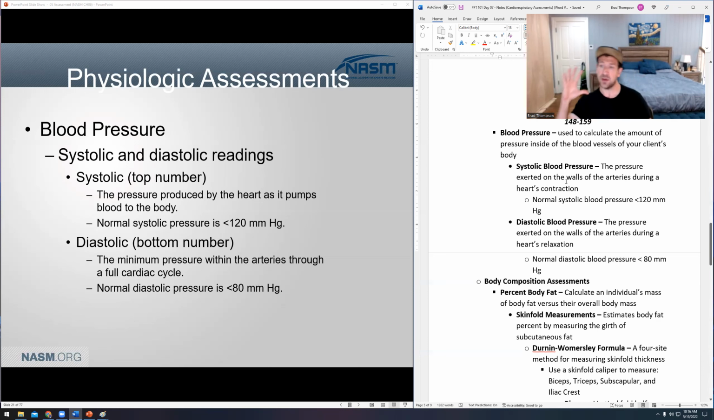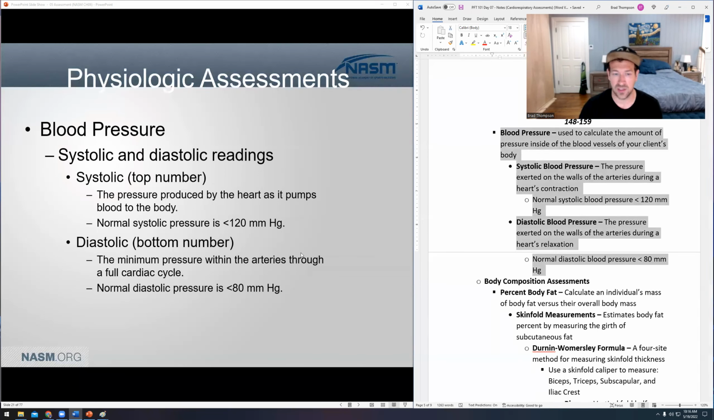And that top number is representing systole, that's when your heart contracts, and the bottom number represents diastole, that's when your heart relaxes. So obviously the pressure is going to be high when your heart's squeezing, and the pressure is going to be low when the heart is relaxing. Normally, we want blood pressure to be 120 or below, over 80 or below. As long as those numbers are around that, that's normal blood pressure.